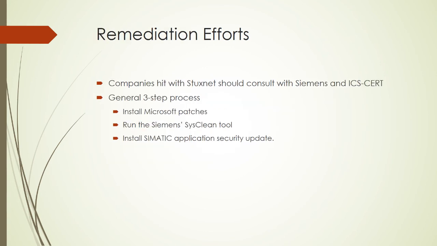What should an organization do if their systems are infected with Stuxnet? They should always first consult with Siemens support and the organization AIT613. There's a general 3-step process that these organizations recommend. The first is to install the Microsoft patches in the aforementioned slide. The second is to run a proprietary tool from Siemens called the sysclean tool. And finally, they should install a Simatic application security update for all systems that are running the Simatic software.